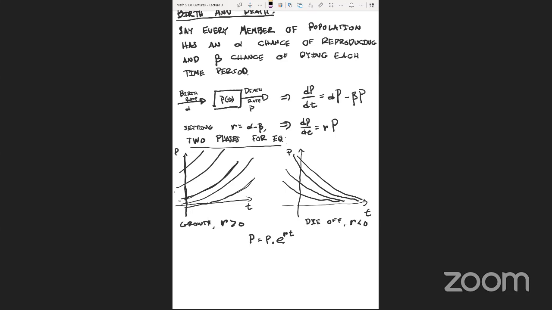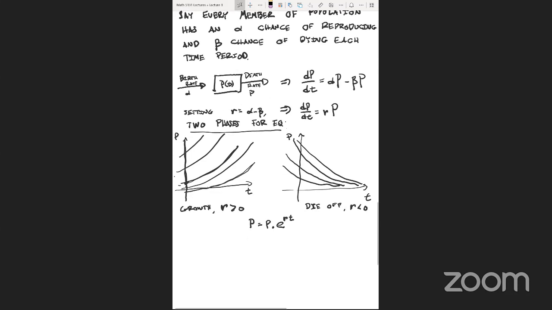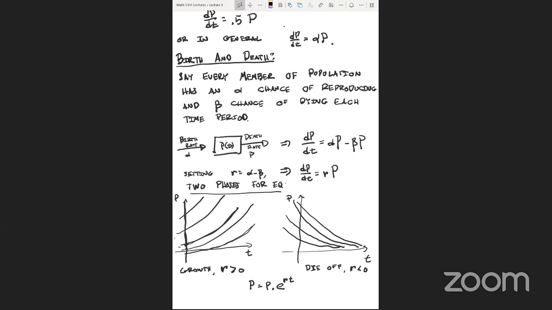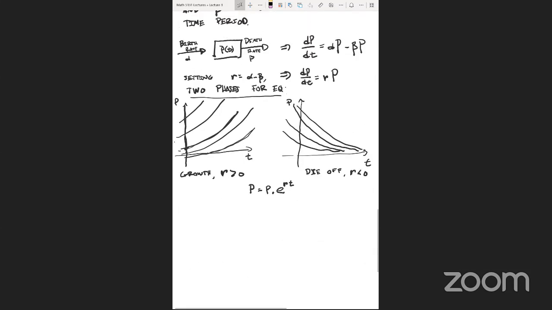Of course, the situation's a little bit more complicated than that, but for a simple model, this is basically the full analysis. We have two phases, uncontrolled growth and uncontrolled die-off, and they depend entirely on the difference between the birth rate and the death rate. If the birth rate's larger than the death rate, we're going to have uncontrolled growth. If the birth rate is not as large as the death rate, we're going to have uncontrolled die-off. Okay. Any questions? All right.